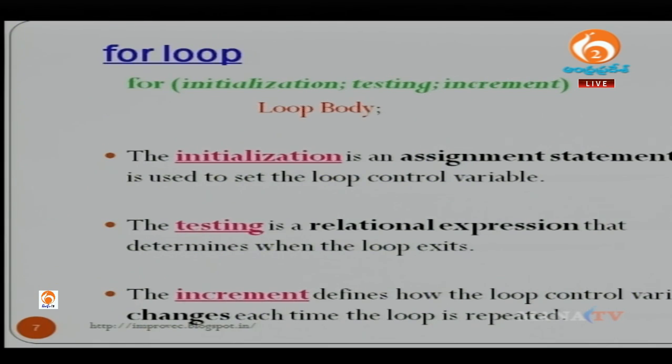So, as we discussed, it contains three components: one is initialization, second one is condition or testing, third one is updation or increment or decrement. Initialization is an assignment statement that is used to set the loop control variable. Next, testing is a relation expression, meaning less than, greater than or not equal to. These determine when the loop exits.